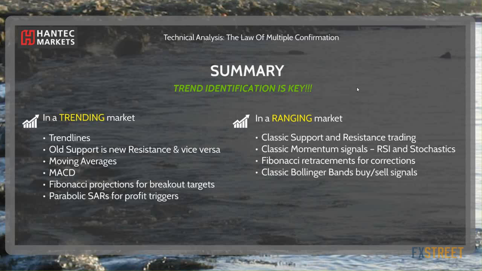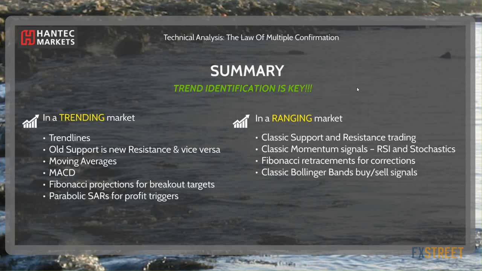So just check your moving averages and see which ones are working well. Using MACD lines as well. MACD again works very well in a trending market. Fibonacci projections for your breakout targets I think are very good. And as I've just discussed, parabolic SARs also work very well in trending markets.